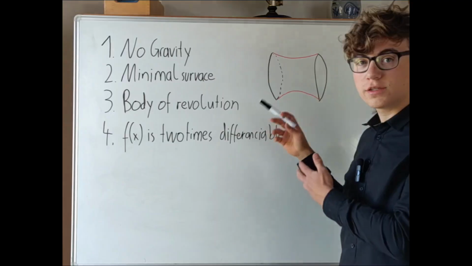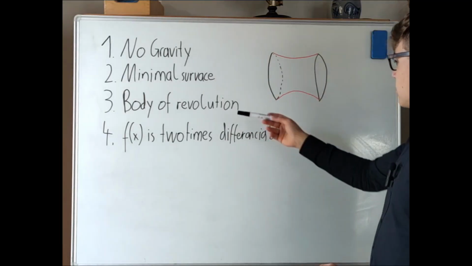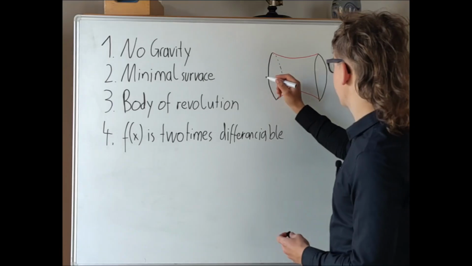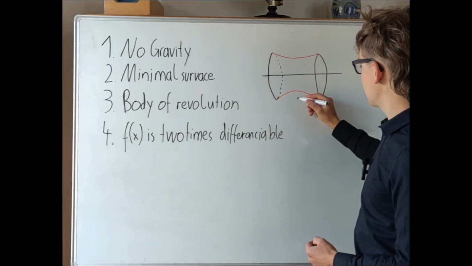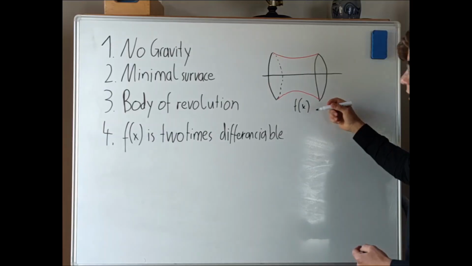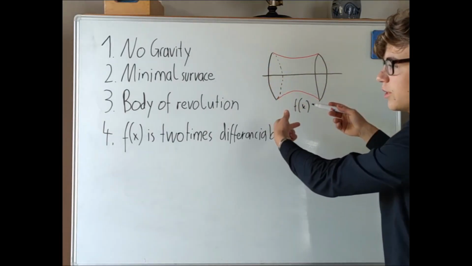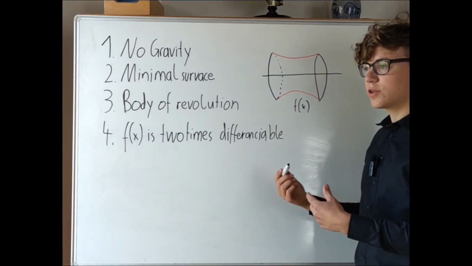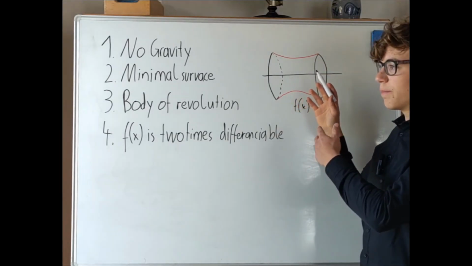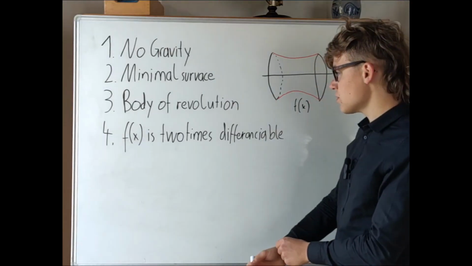Second of all, as I said, this is a minimal surface. That's a thing we will assume. Third of all, that's a strong claim. We say that around these axes, like the middle axis, f of x is a body of revolution, which just means I can turn this function around this axis, and then after that I will have the surface, right? The object, right?